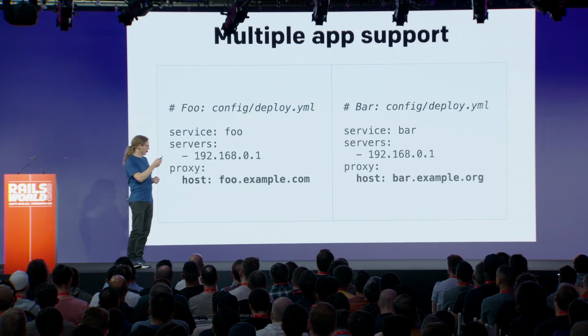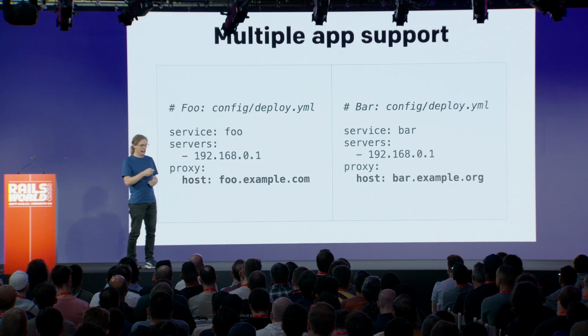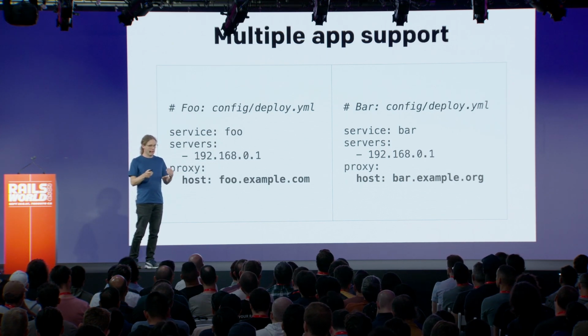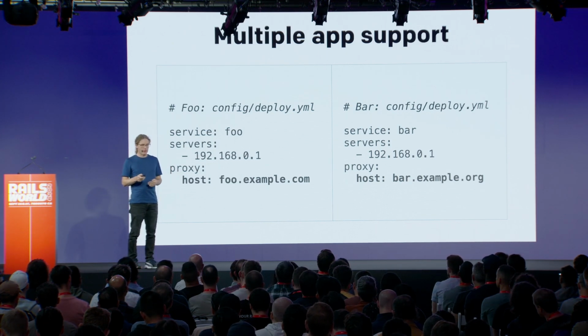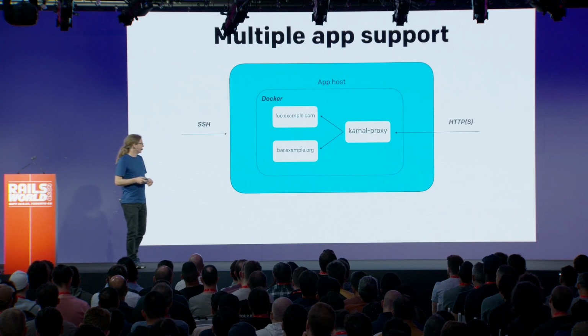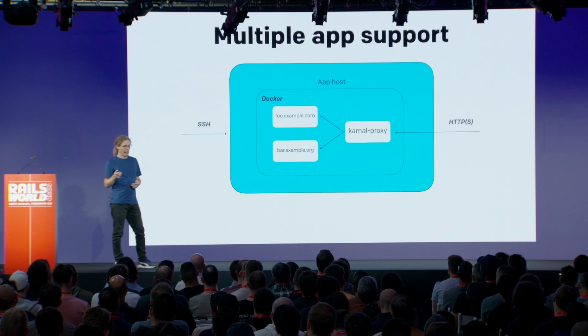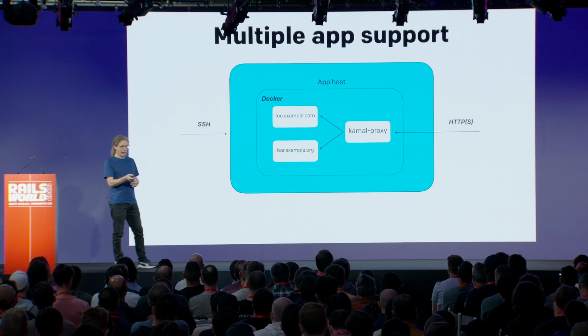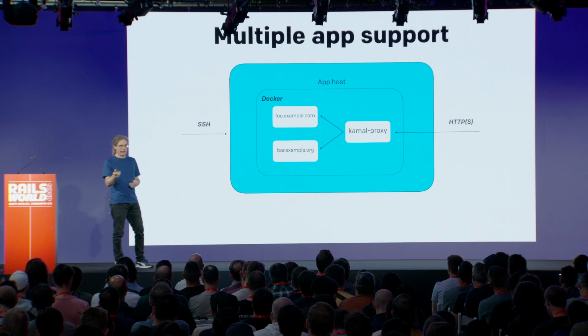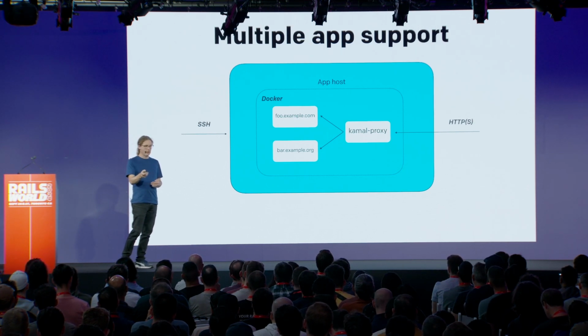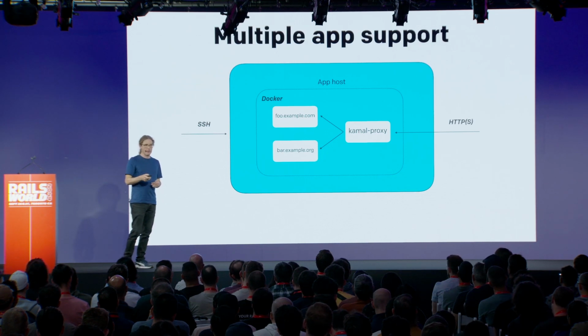And then multiple app support, we saw this again. You can just set the 2 proxies in each app's configuration. They can deploy to the same server, and you will end up with a situation that looks a bit like this. So we've got a proxy here, and we've got 2 separate applications, and it's using host-based routing to send the correct requests to each container.